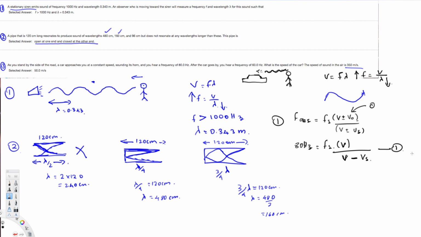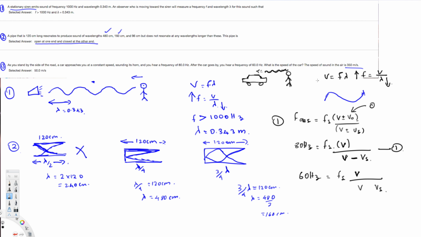The second situation is this car passing by, going away from the observer. At the time he hears the frequency, it's 60 hertz. Here also the observer is not moving, so V observer is going to be 0. Fs we don't know, it's not provided. V is the velocity of the sound; let's keep it as V and put the value in finally at the end. In the bottom we are going to have V and Vs. Here again we have to decide what sign to put.